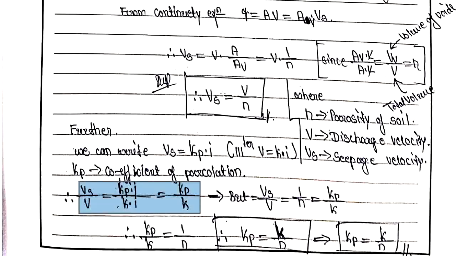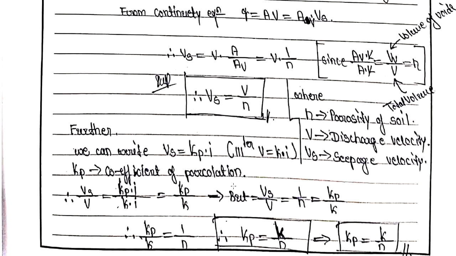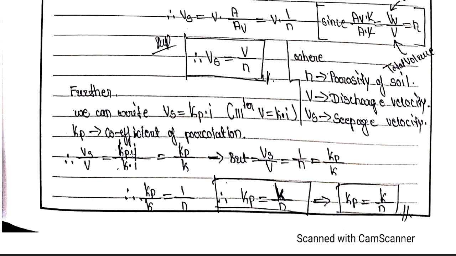So this equation as well as this equation I have used, and I have written Vs divided by V is equal to 1 by N, which is equal to Kp divided by K. So I can say that Kp is equal to, so this K I am going to take on that side, Kp is equal to small k divided by N. So this is the equation which we are going to use while solving the problems also.